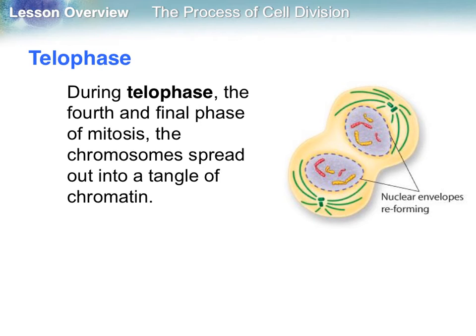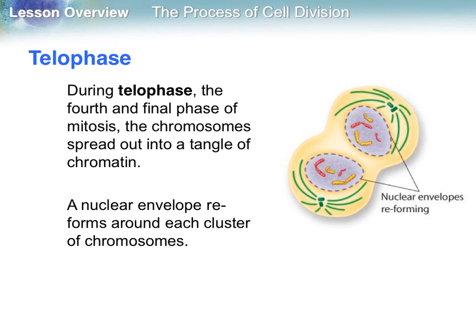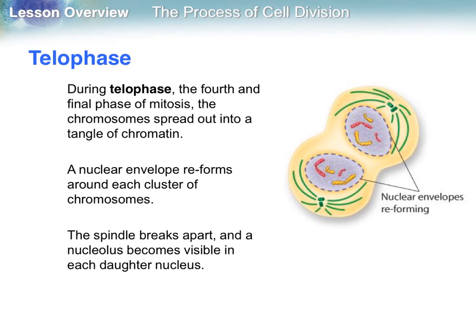During telophase, the final phase of mitosis, we are kind of undoing everything that we had done before, and we're finishing up the end of cell division. The chromosomes are beginning to spread out and untangle themselves. A nuclear envelope here you can see begin to reform around each of the sets of chromosomes. And that spindle fiber that we formed during prophase is breaking apart, and we see a nucleolus being reformed inside each of the nucleus.